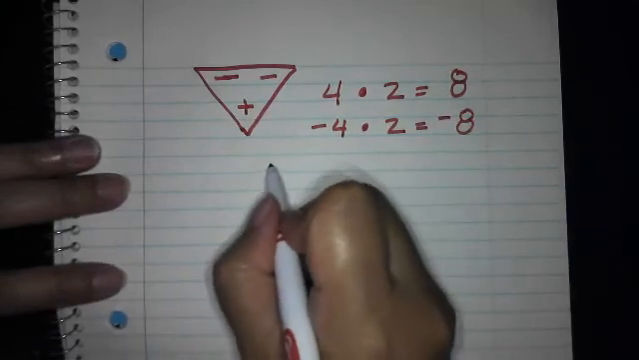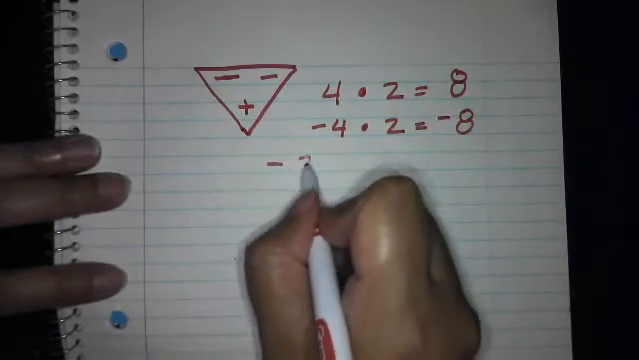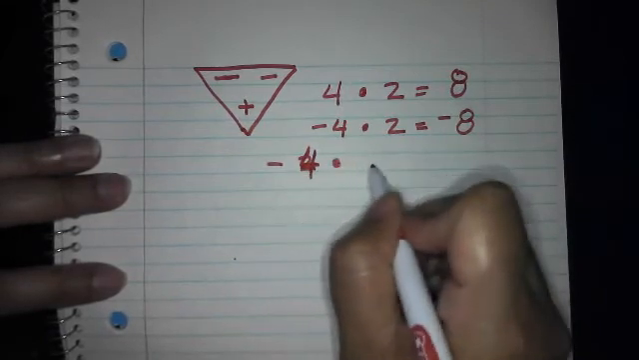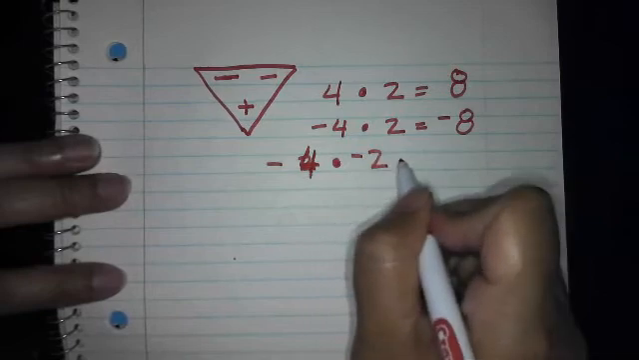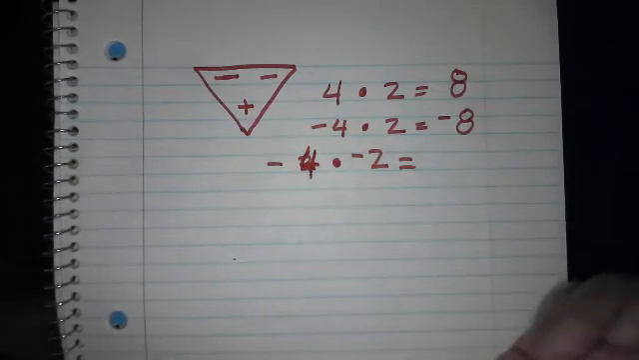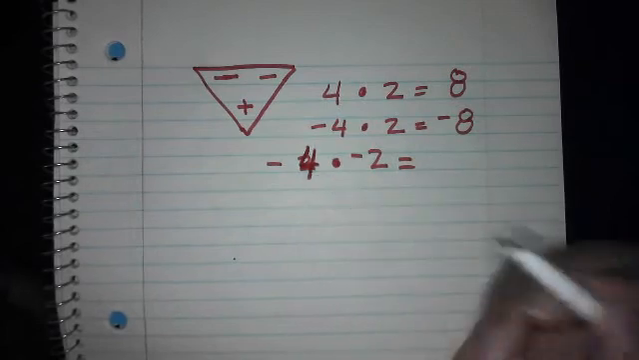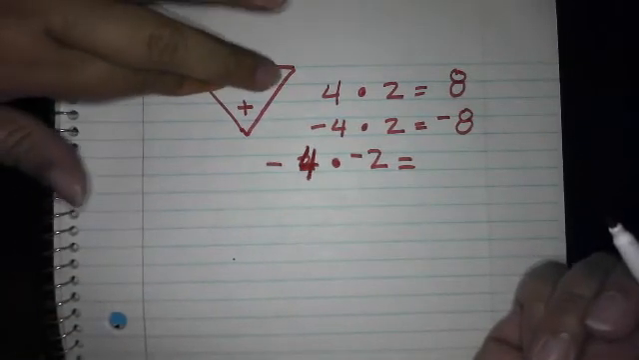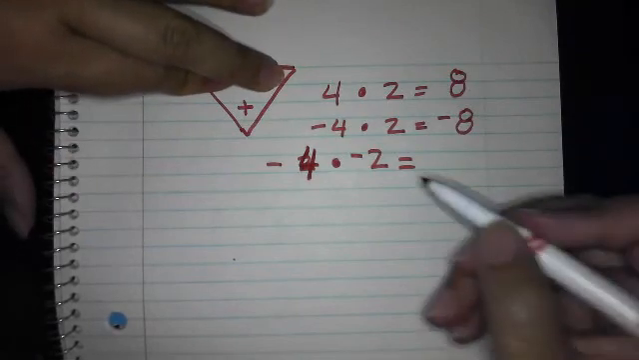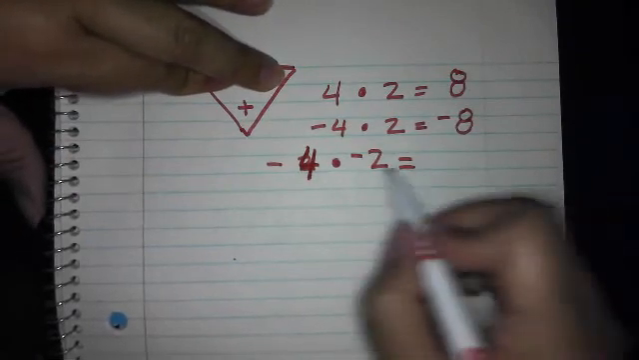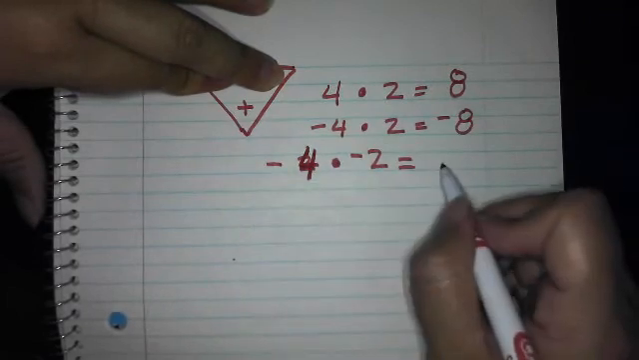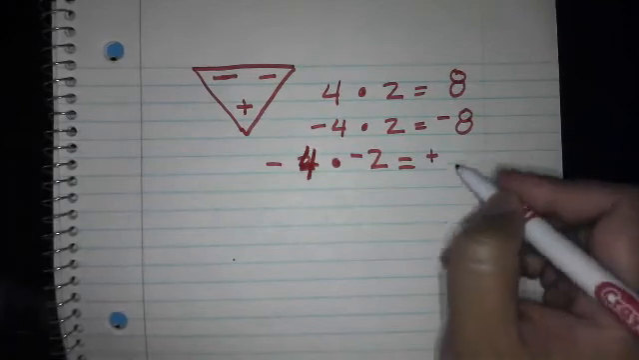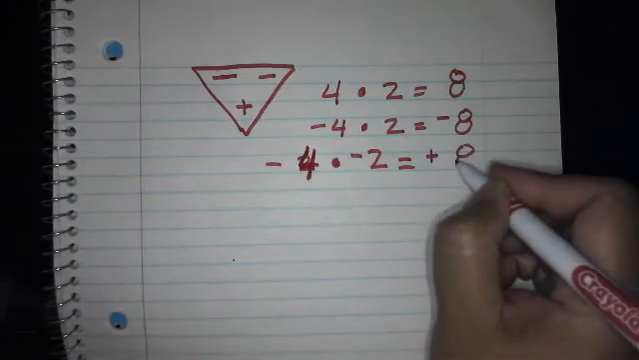If you have negative 4 times negative 2. Cover up a negative for negative 4. Cover up a negative for a negative 2. Both of the signs are covered up already, so what do you have left? A positive. So your answer is going to be a positive, and 4 times 2 is 8.